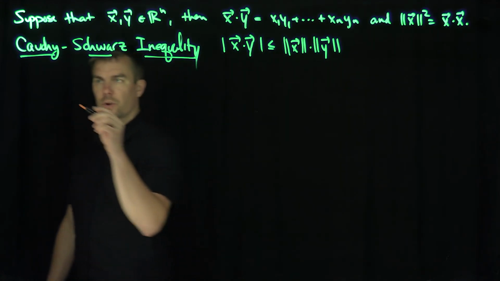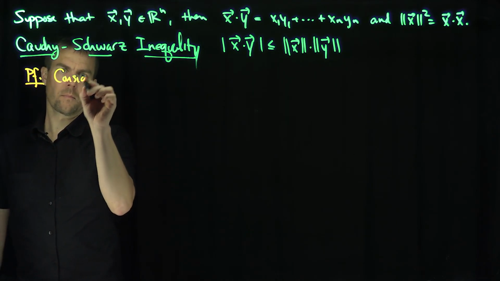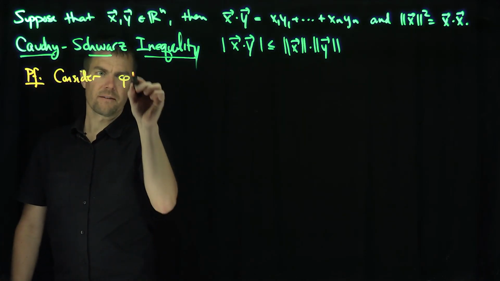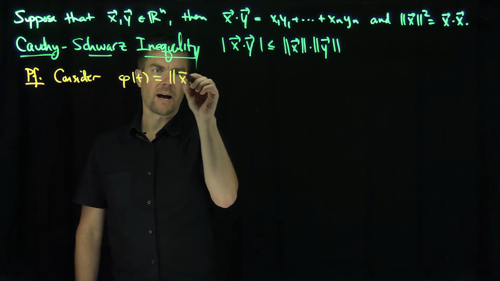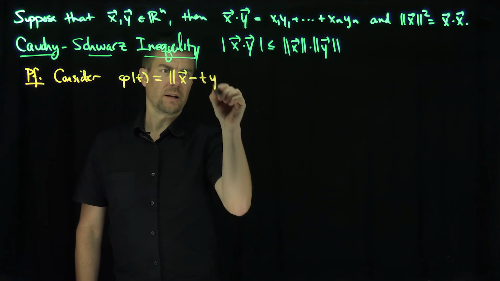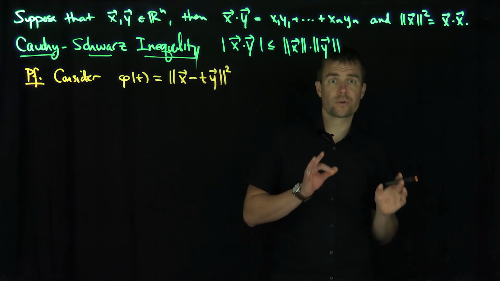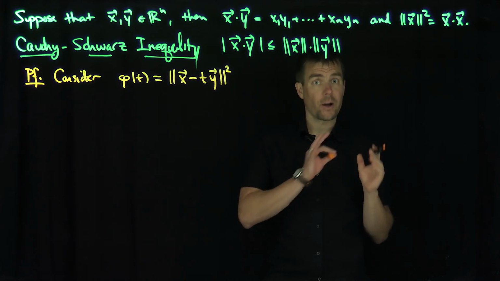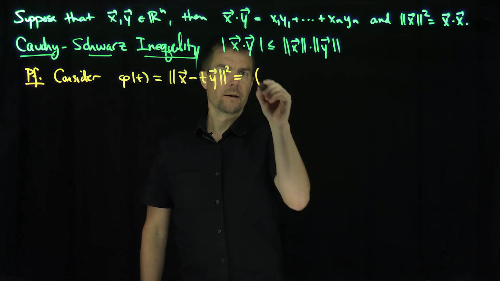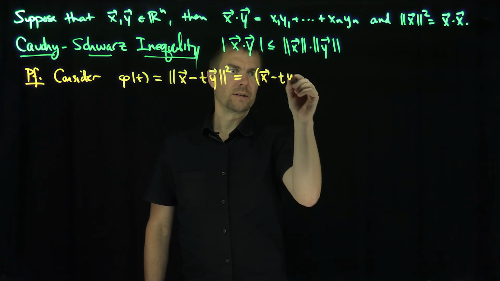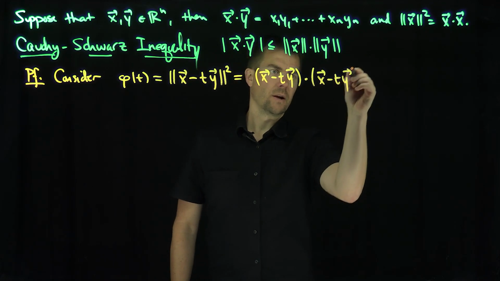So the proof goes as follows. Consider phi of t, and phi of t is just going to be the norm of x minus t y, quantity squared. We're going to show this is a quadratic function of t, and we're going to find the minimum of this quadratic function. So this, of course, is nothing more than x minus t y dot x minus t y.